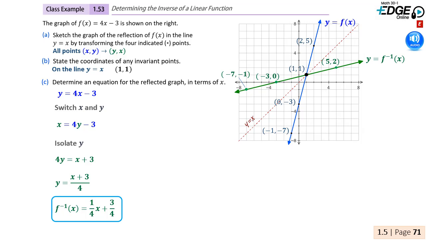After switching x and y, we isolated y. Because we got to y equals x plus 3 over 4, but wanted it to be in mx plus b form, we split this into two separate fractions: x over 4 plus 3 over 4. And x over 4 is the same as saying 1/4 x. So we see that the green line can be described by y equals 1/4 x plus 3/4.